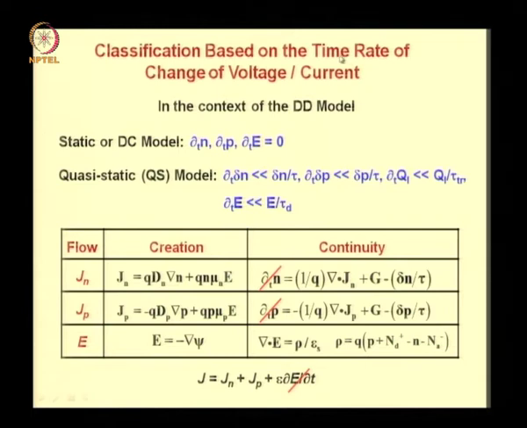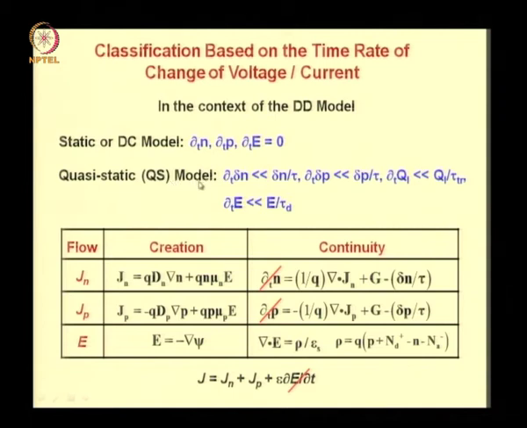The first classification we considered was based on time rate of change of voltage or current. In the context of DD model, the static or DC model was a model that used conditions of electron concentrations, hole concentration and electric field as constant with time, and therefore dou n by dou t, dou p by dou t and dou E by dou t were 0.